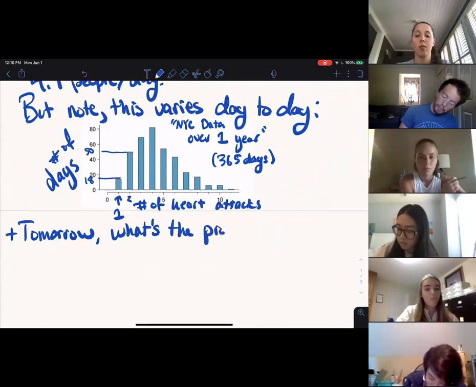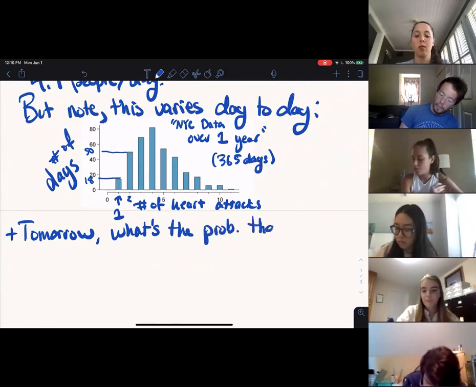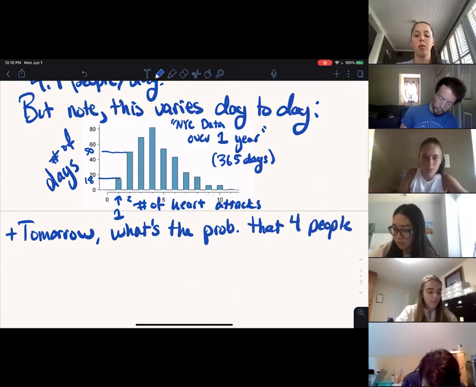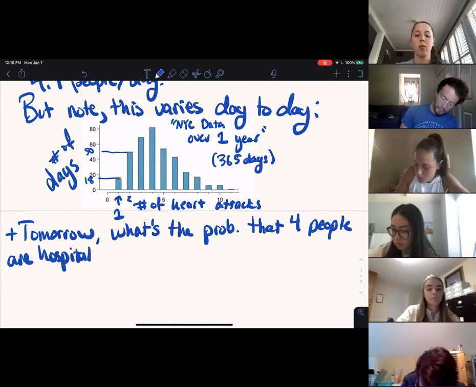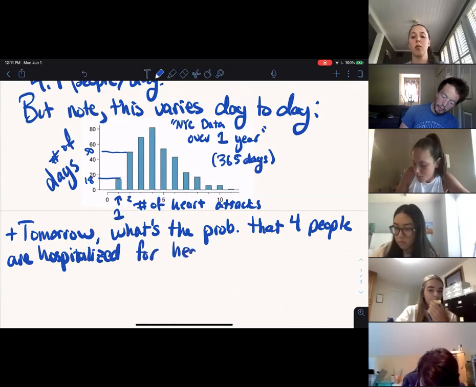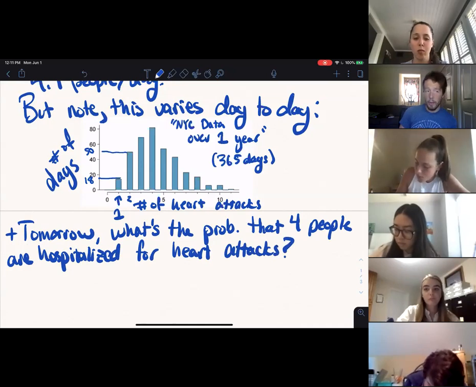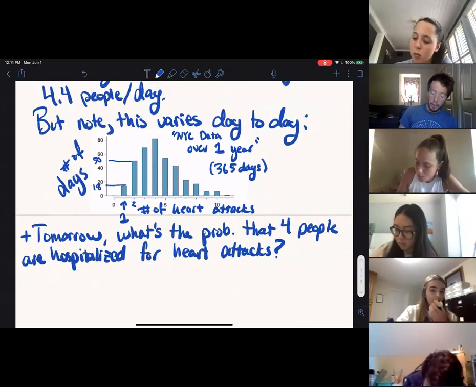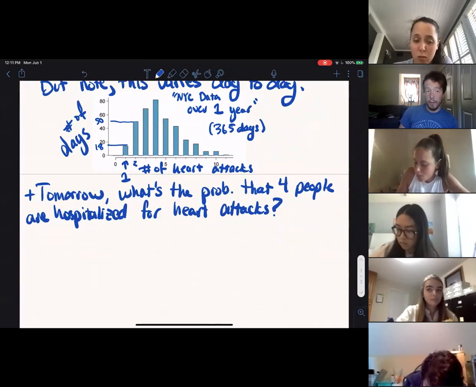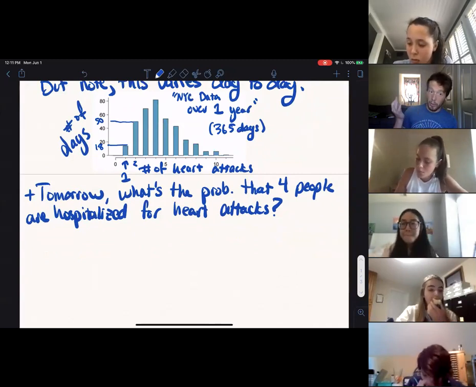What's the probability that 4 people are hospitalized for heart attacks? So this is a very different question. We aren't asking about the long-term average. We're asking about tomorrow, based on what I observed over the last year, what is the probability that tomorrow I will observe 4?